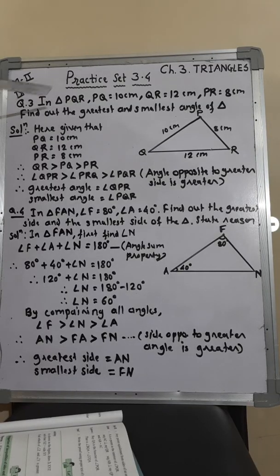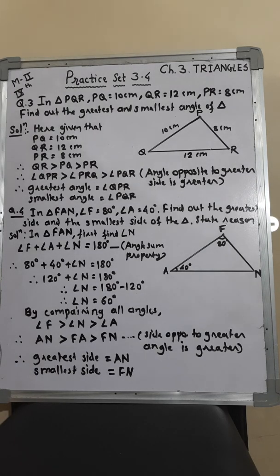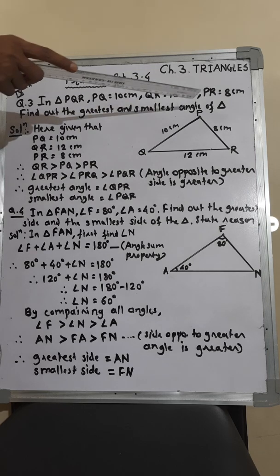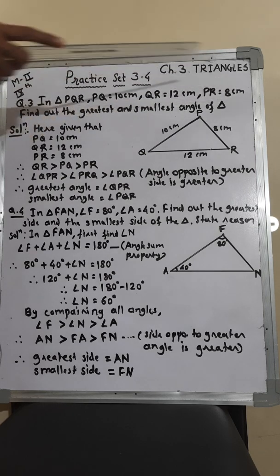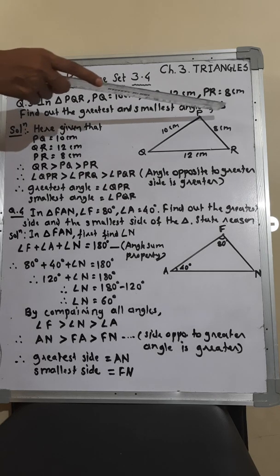Now question number 3. Question number 3 and 4 both are based on properties of inequalities of sides and angles of a triangle. In triangle PQR, PQ equal to 10 cm, QR equal to 12 cm, PR equal to 8 cm. Find out the greatest and smallest angle of the triangle.